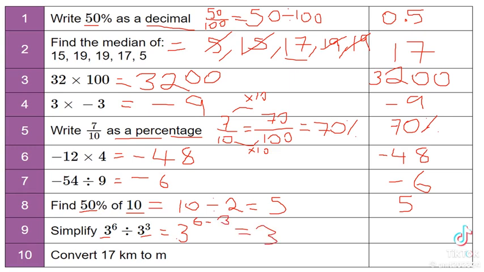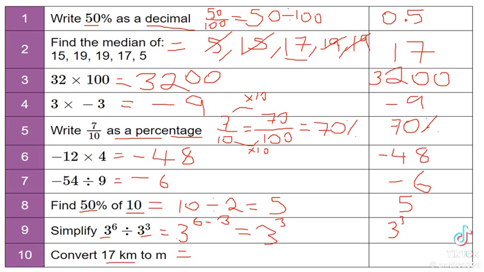Now, just note that the question says simplify, so it doesn't actually say work out. If the question said evaluate or work out, then your answer has to be a numerical value. So the answer here is obviously 27, but as a power of 3 it is equal to 3 cubed. Okay, question number 10, so last question for today's video.